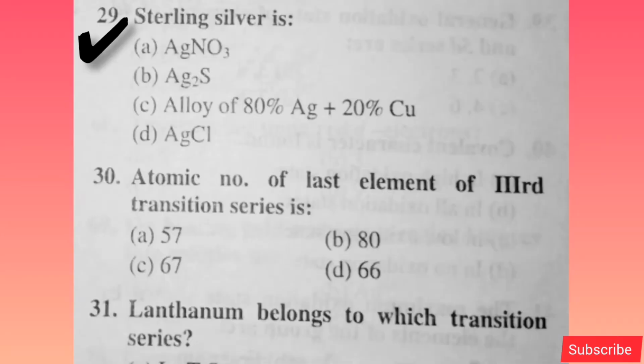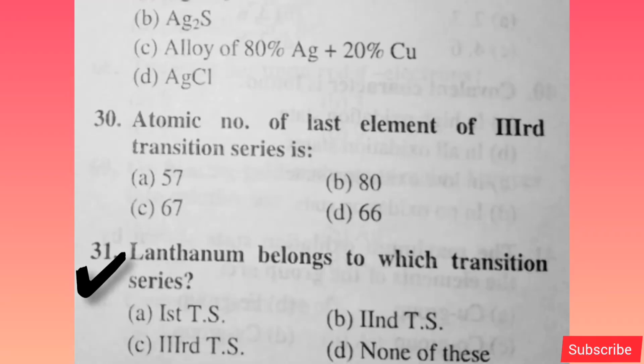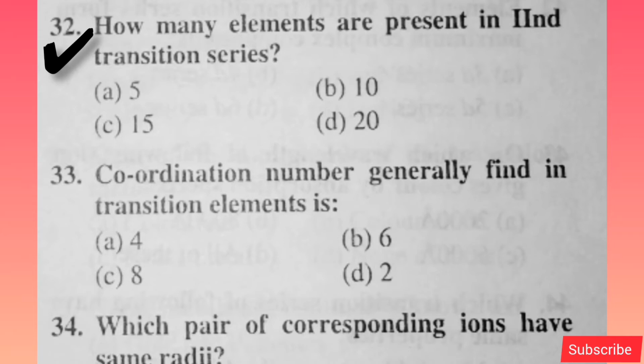Option C is correct. Sterling silver is option C. Atomic number of last element of third transition series is 80. Option B is right. Lanthanum belongs to which transition series? Option C is correct. How many elements are present in second transition series?